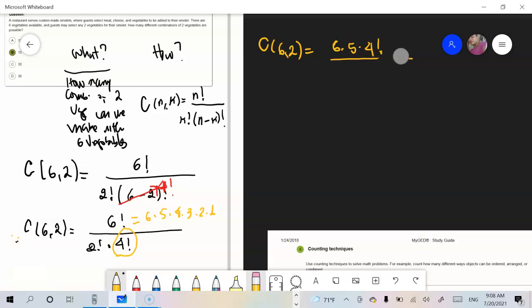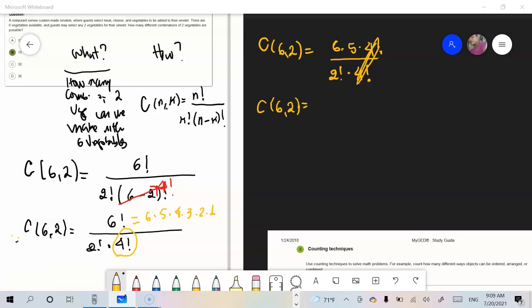Because I have a 4 factorial at the bottom, I'm going to leave that 4 factorial. I'm going to write 2 factorial by 4 factorial. If I leave it like that, I don't have to multiply everything, and I can cancel these two out.